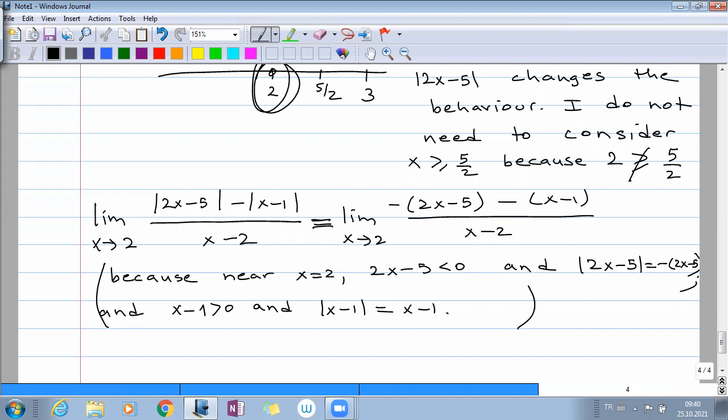But you don't have to give specific intervals, like take x between 3/2 and 5/2. You can just say near x equals 2, 2x minus 5 is negative, and x minus 1 is positive. You need to write that down, yes.